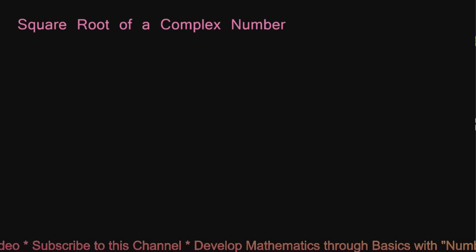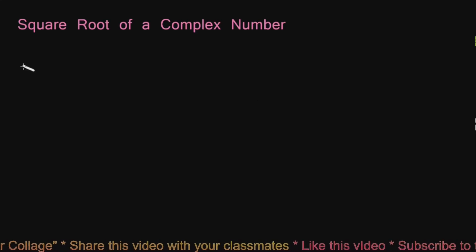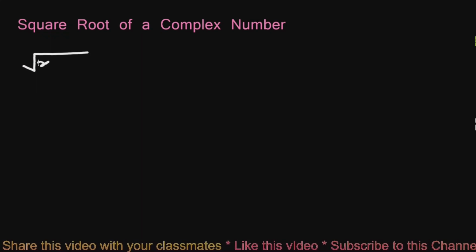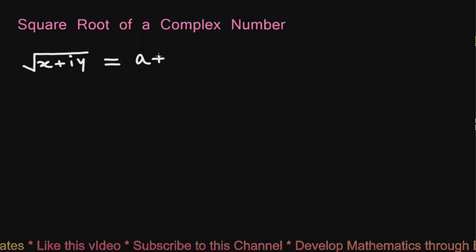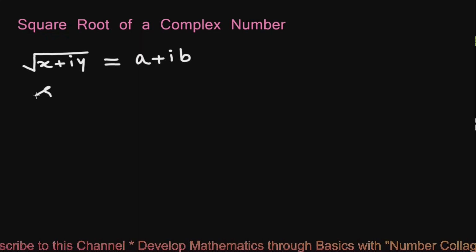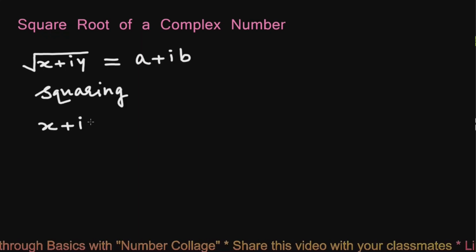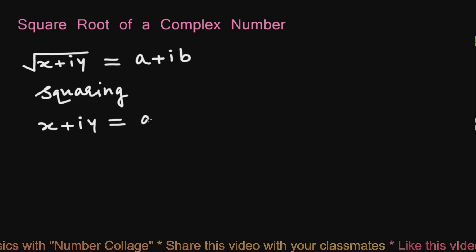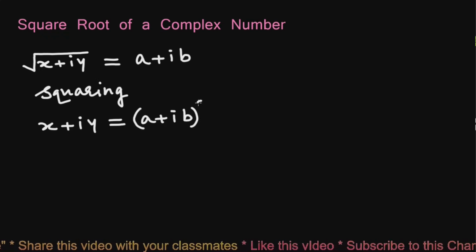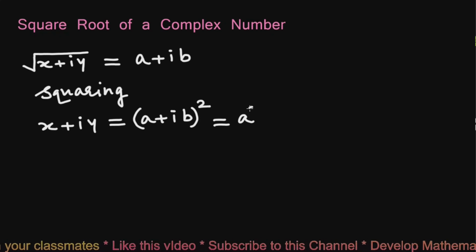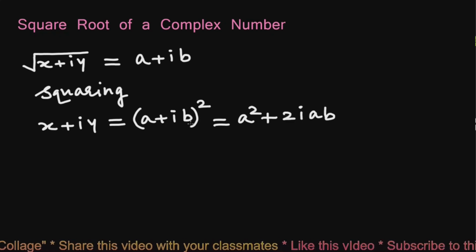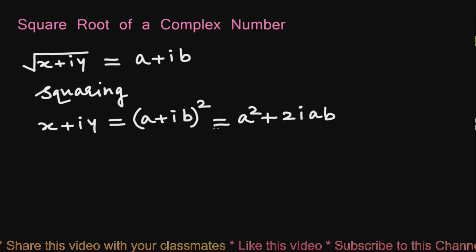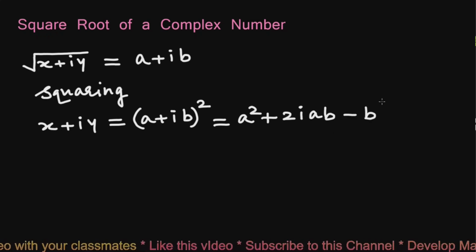Next we will see how to find square root of a complex number. Suppose we want to find square root of complex number x plus iy. We will assume it to be a plus ib. After squaring we will get x plus iy equals a plus ib whole square, that will be a square plus 2i into ab plus i square b square. But since i square is minus 1, it will be minus b square.